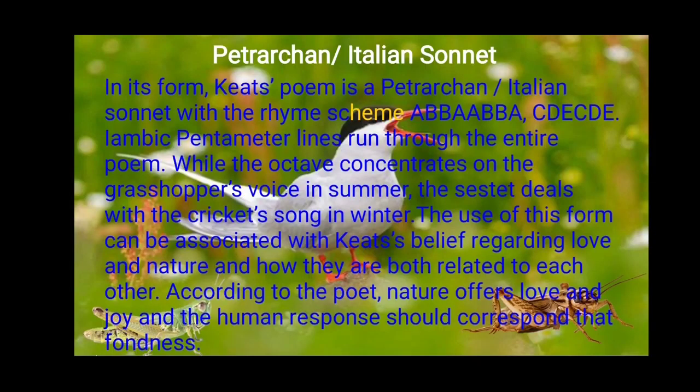Petrarchan or Italian sonnet. In its form, Keats's poem is a Petrarchan or Italian sonnet with the rhyme scheme ABBA, ABBA, CDE, CDE. Iambic pentameter lines run through the entire poem, while the octave concentrates on the grasshopper's voice in summer. The sestet deals with the cricket's song in winter. The use of this form can be associated with Keats's belief regarding love and nature and how they are both related to each other. According to the poet, nature offers love and joy, and the human response should correspond to that fondness.